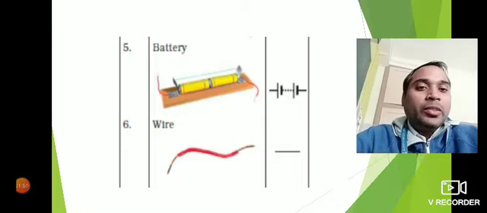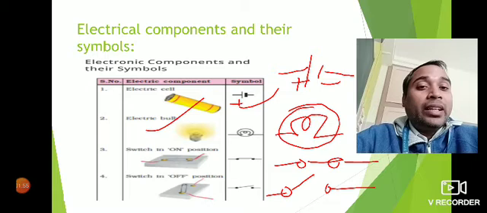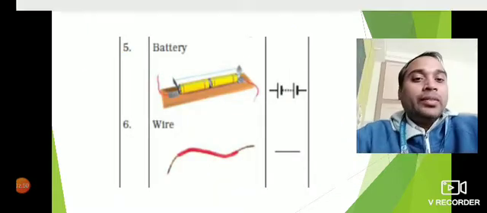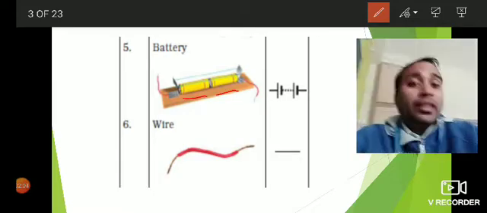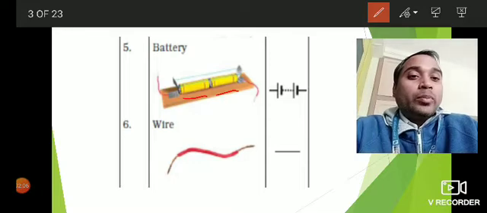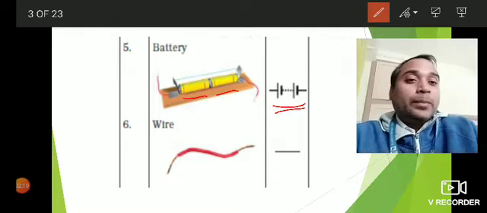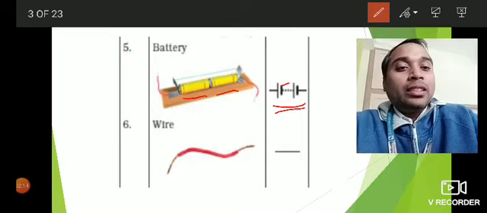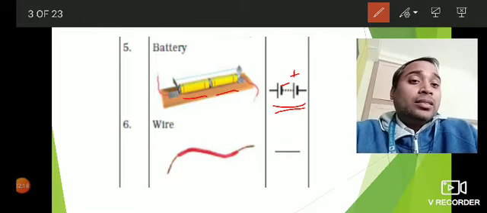Then we have batteries. Now what is the difference between a battery and a cell? A cell is a single component, whereas a battery is a combination of two or more cells. Here you can see we have used two cells which are connected as shown in the figure. Now remember one thing, the negative of one cell should be connected to the positive of the other cell, else the battery will not work.